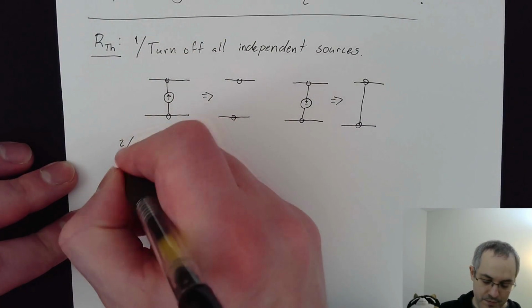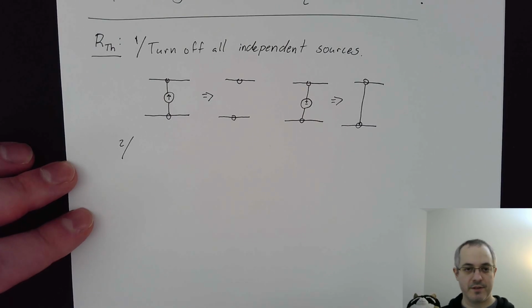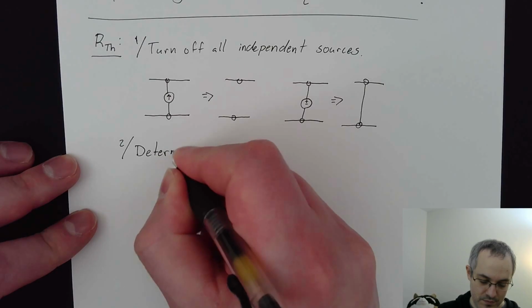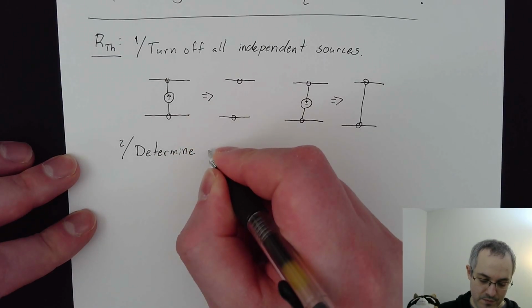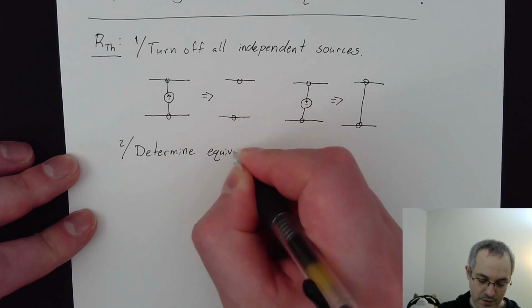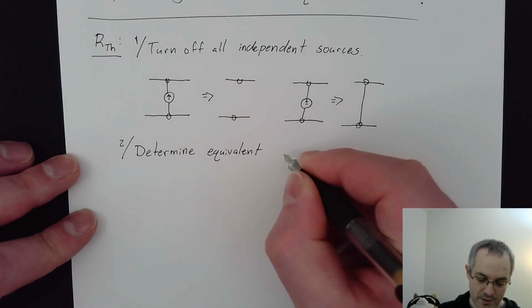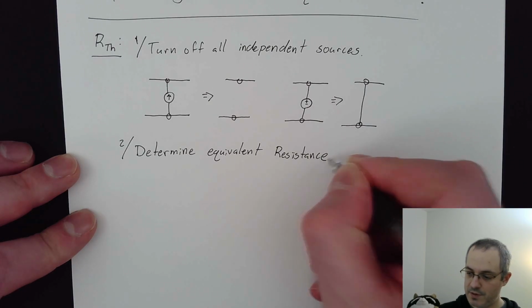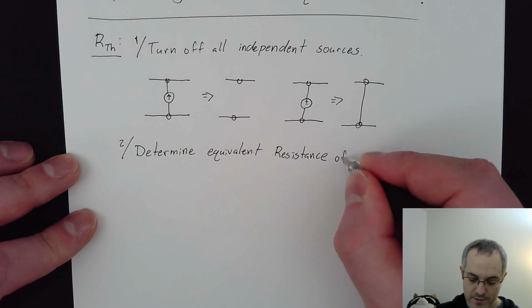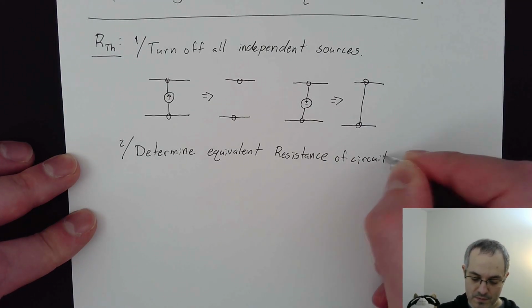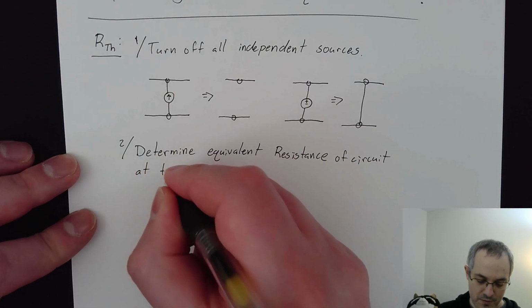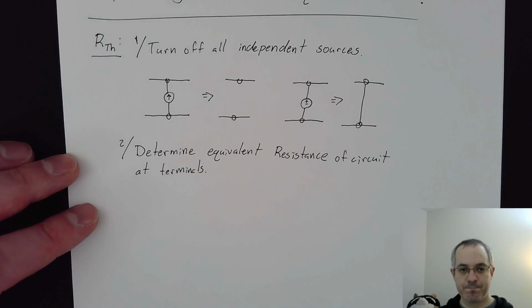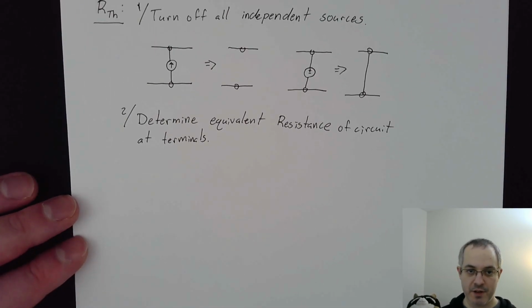2. Determine equivalent resistance of circuit at terminals. Okay, and we've done that, right? You know how to do that.